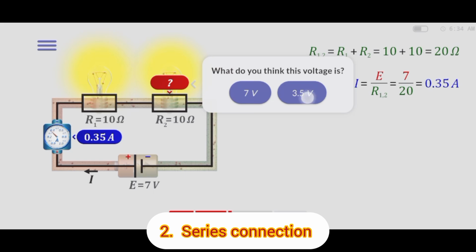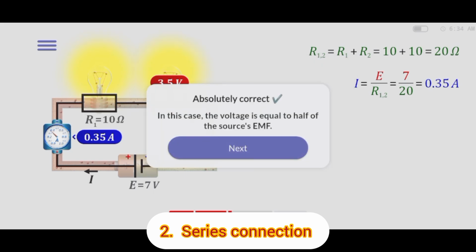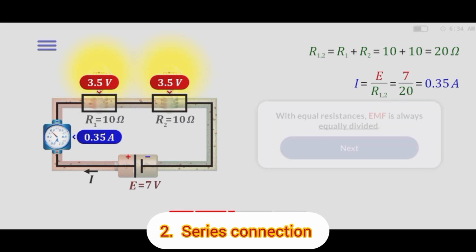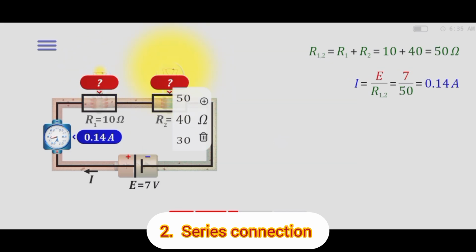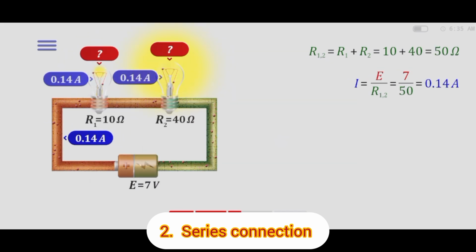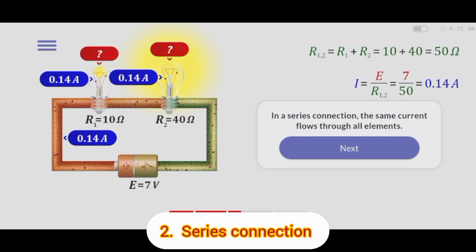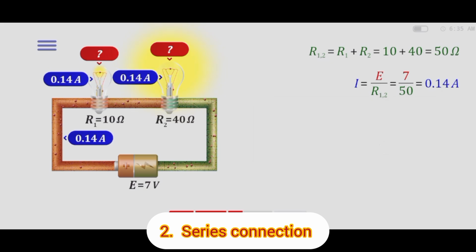Let's take a closer look at the voltages. First, consider the case when resistances are equal. What do you think? This voltage is absolutely correct. In this case, the voltage is equal to half of the source's EMF. With equal resistances, EMF is always equally divided.